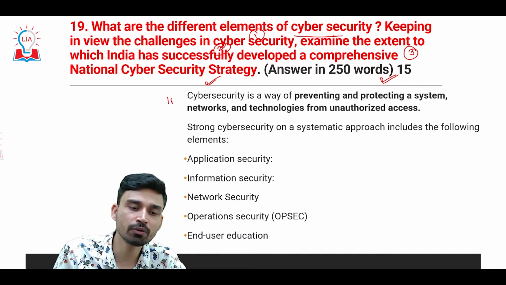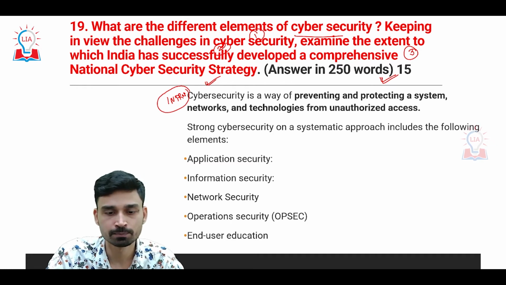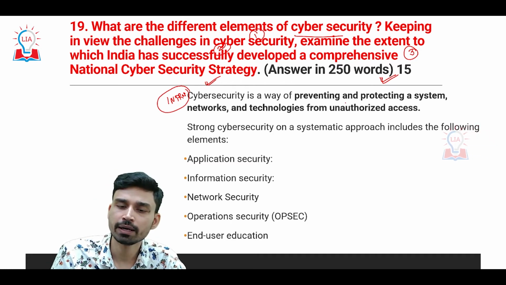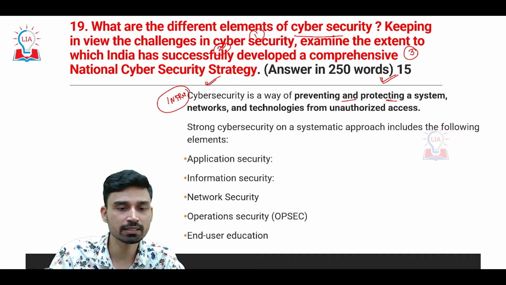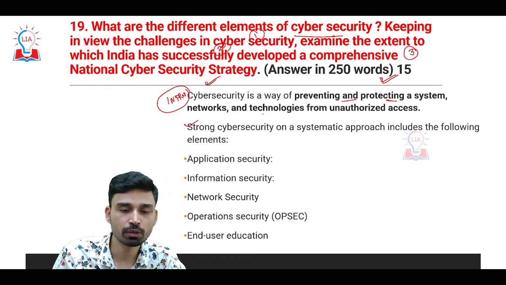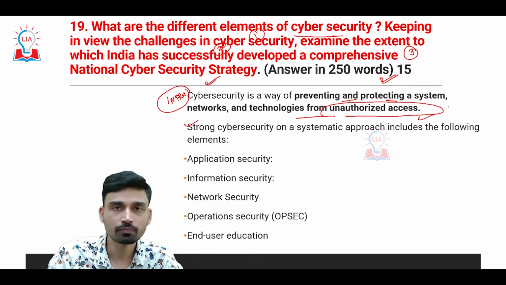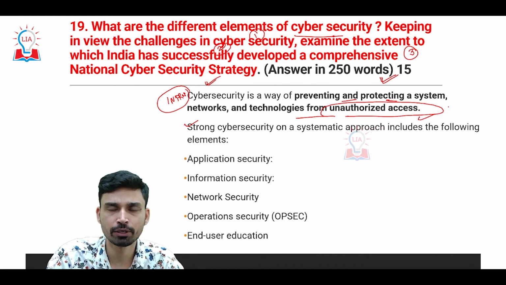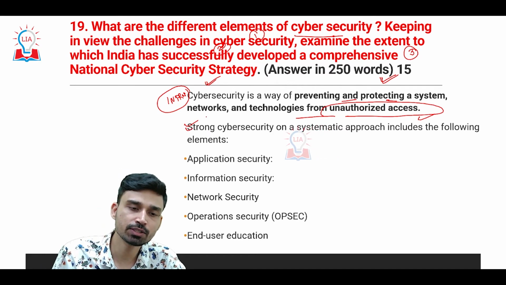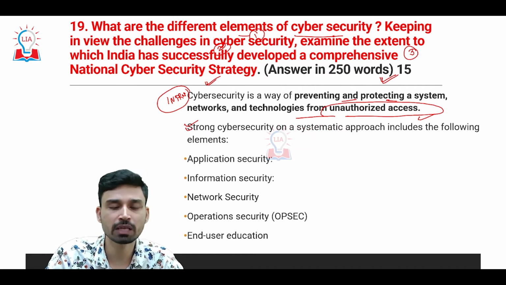In the introductory part, you can simply define what you understand by the term cyber security. Cyber security is a way of preventing and protecting systems, networks and technologies from any kind of unauthorized access. This is one way to define cyber security. Obviously, there can be multiple definitions that you can come up with by your own understanding. Then second, you have to talk about the different elements of cyber security.